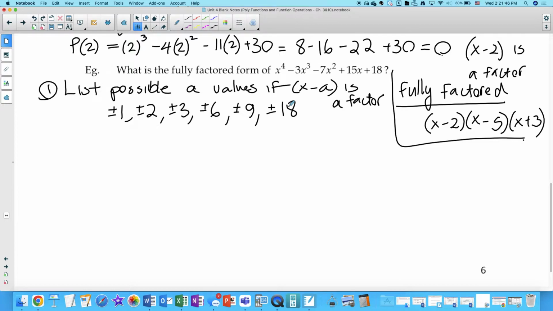Then what you need to do is find a factor. Now, we could start putting any of these into the polynomial to see if we get 0. But to save time, what I would recommend is to use the graph to help you find one that you know is going to work, so that you don't have to test that many different numbers.